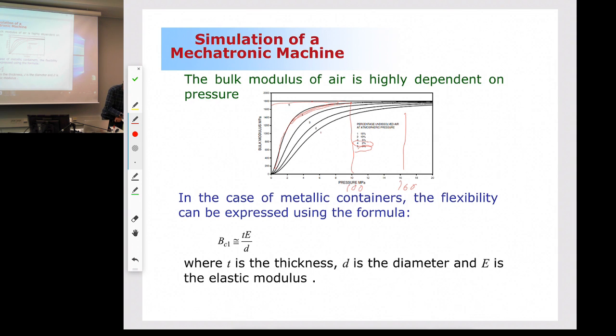When there is more dissolved air, like in extreme cases of 15%, then it affects all the way up to when the pressure is 160 bar. Okay, this is a simple equation that comes from the strength of materials, and you can use it to evaluate the flexibility of the containers.